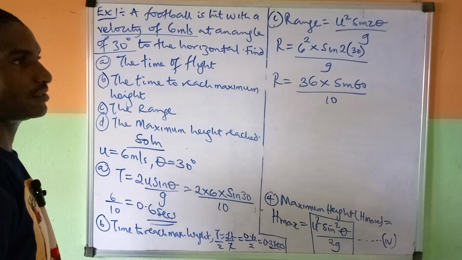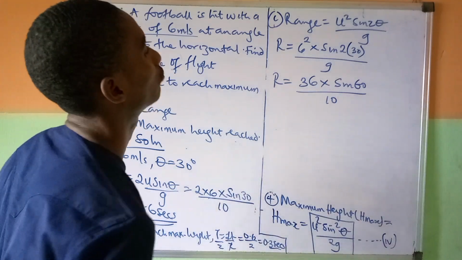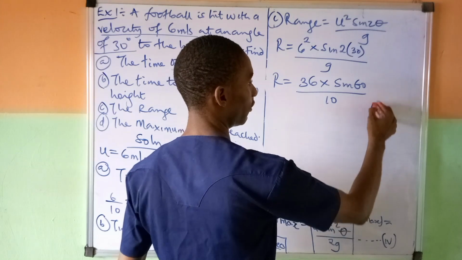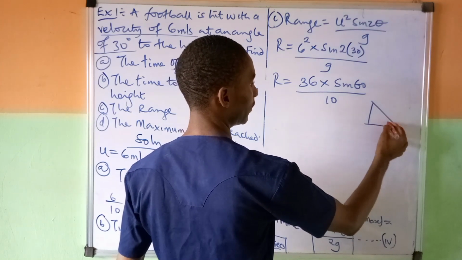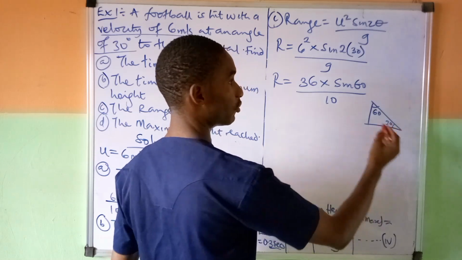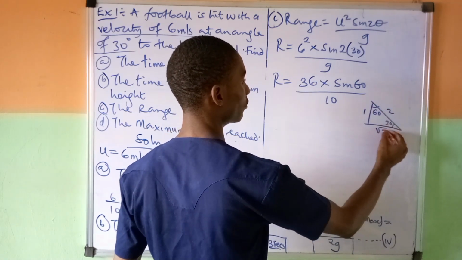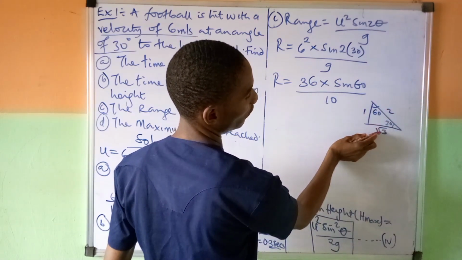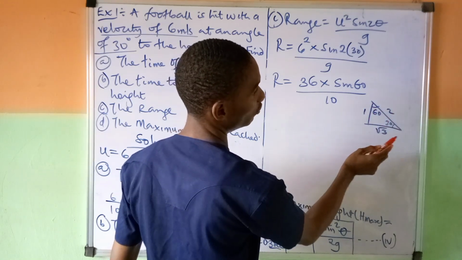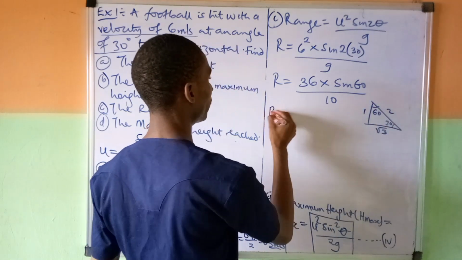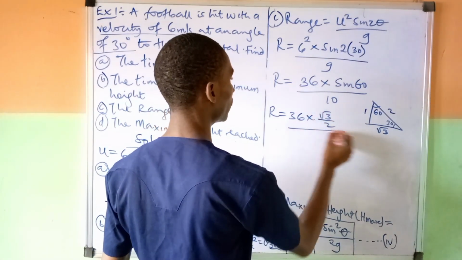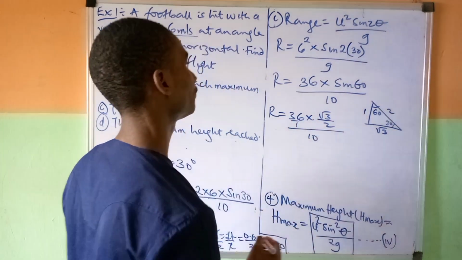Now, what is sine 60? Sine 60 is root 3 over 2. How do I know that? From my triangles: if this is 30, this is 60 degrees. Sine 30 is 1 over 2, 1 over 2, and here is root 3. So the opposite to 60 is root 3, the hypotenuse is 2, so sine 60 is root 3 over 2. Therefore, my range is going to be 36 times root 3 over 2, all divided by 10.